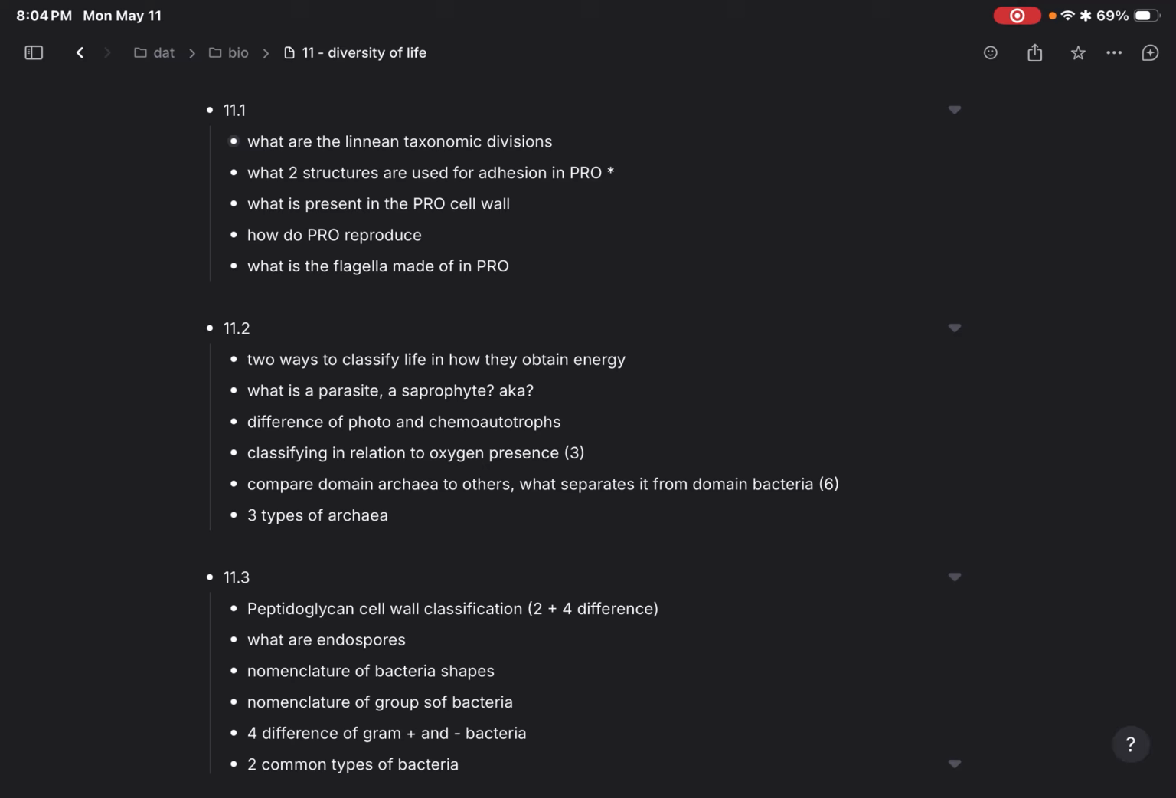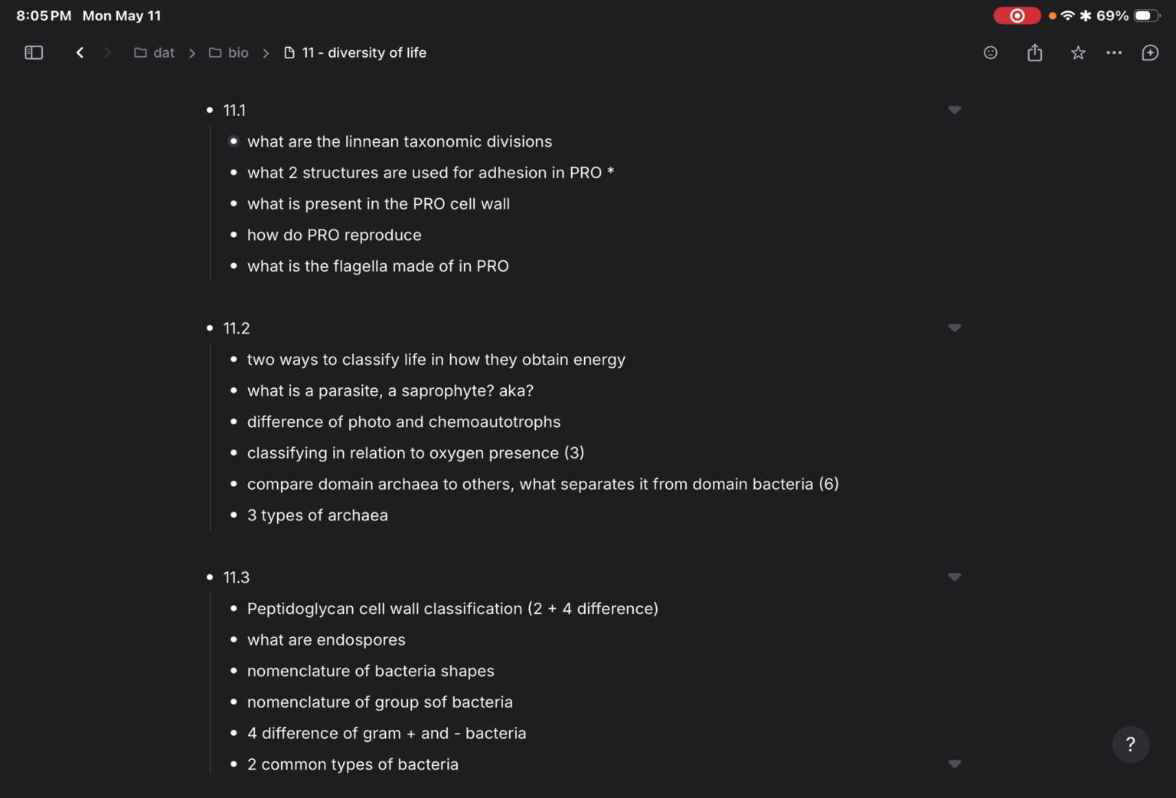Two ways to classify life and how they obtain energy. First we got chemoautotrophs and then photoautotrophs. Chemoautotrophs produce their own energy through chemical substances, while photoautotrophs obtain it from light energy. What is a parasite? A saprophyte? We have two ways: autotrophs and heterotrophs. That's my bad. And then autotrophs can be chemoautotroph or photoautotroph, which is the next question.